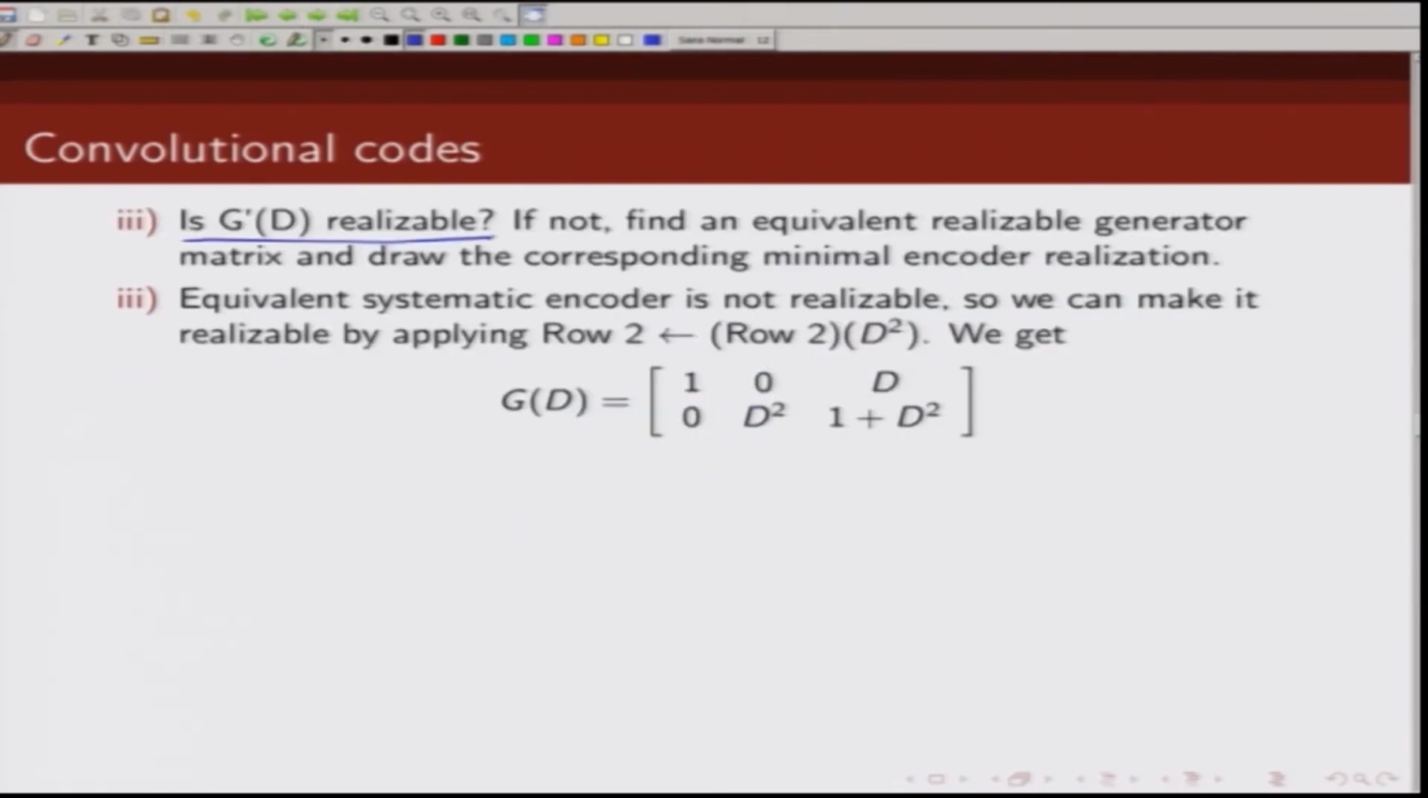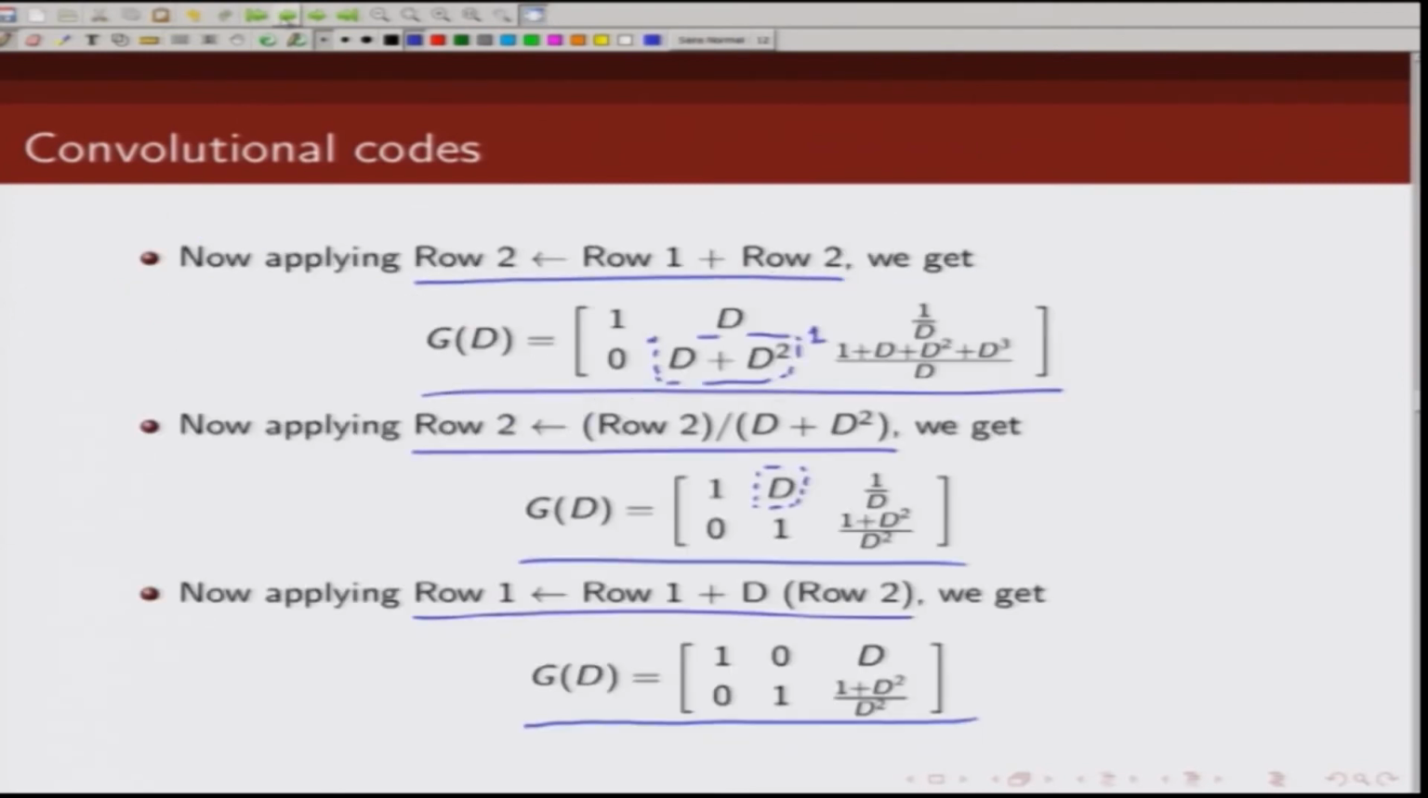Next, is this equivalent systematic generator matrix realizable? If it is not, find out an equivalent realizable generator matrix and draw its corresponding minimal encoder realization. Now, note here, this generator matrix has a term 1 plus D square in the denominator. Now, this cannot be realizable.